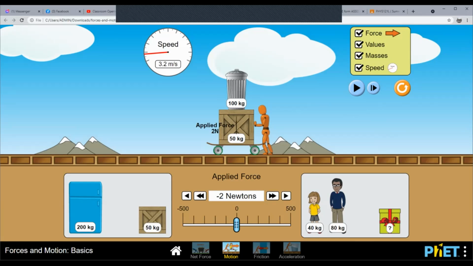And the applied force this time is 2 Newton and is going to the left. So negative 2 Newton na. Okay, let's go to the friction.